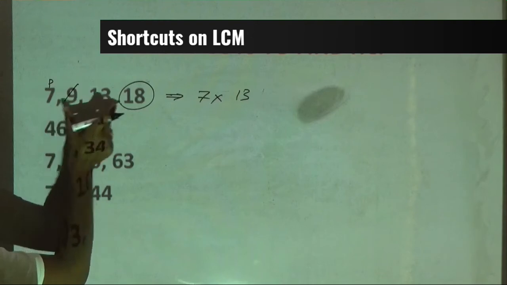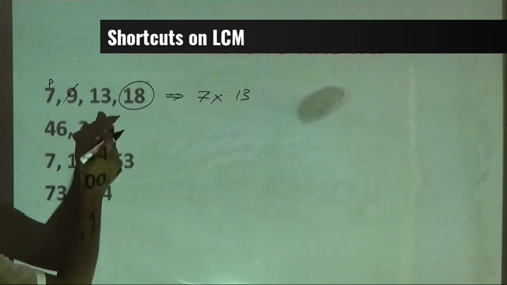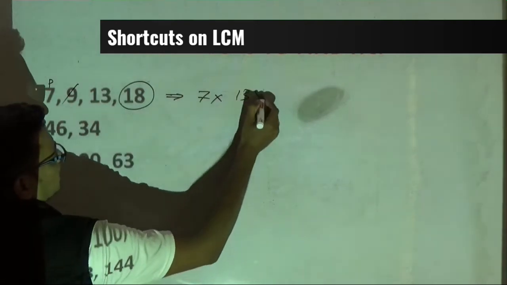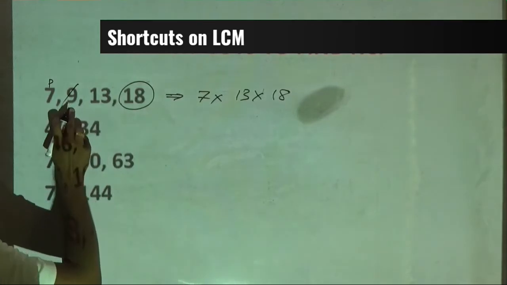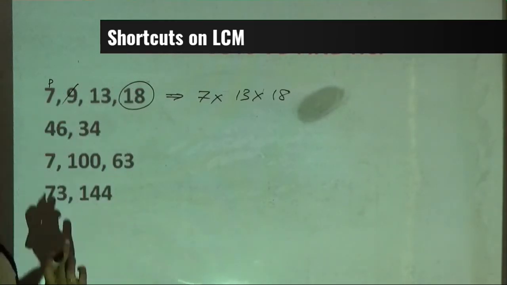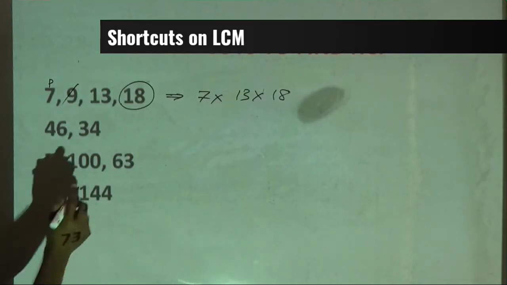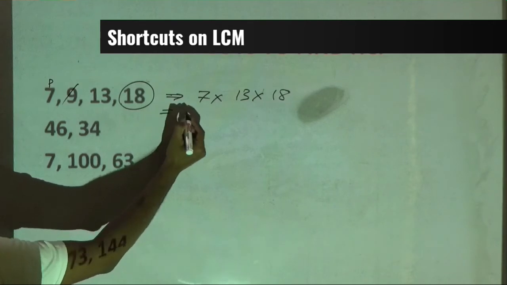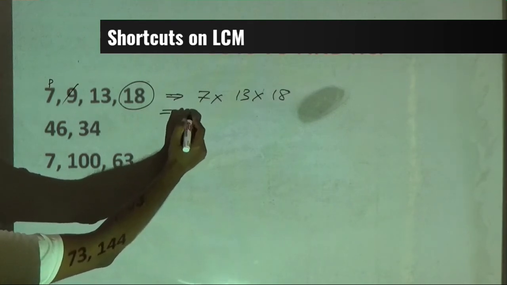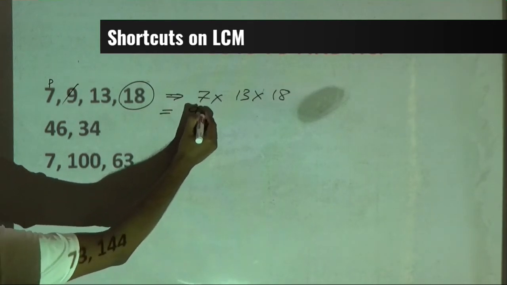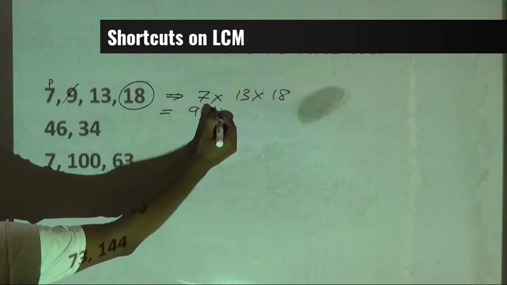So for two prime numbers, if you have any other number, what is the LCM? The LCM is their product, right? But don't consider 9 here, because 18 is divisible by 9. So what is your LCM answer? 7 into 13 into 18. So what did I get as the answer? It should be 91 into 18.